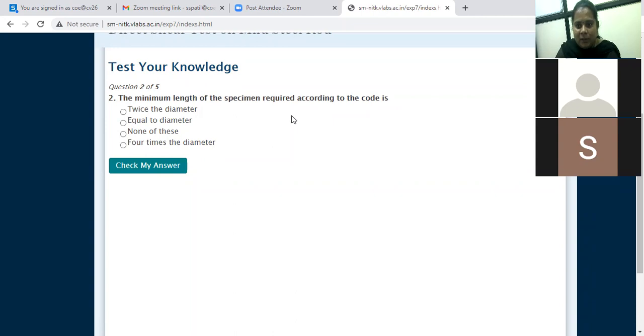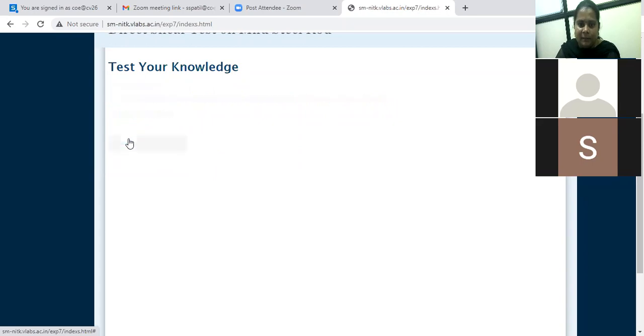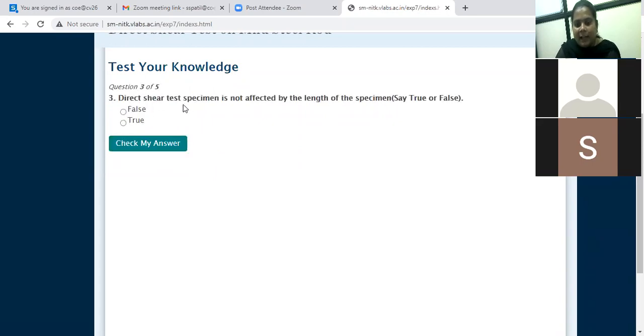The minimum length of the specimen required according to the code is: twice the diameter, equal to the diameter, none of these, or 4 times the diameter. Which option is correct? Option A, twice the diameter. Right answer. Next: the direct shear test specimen is not affected by the length of the specimen. Is this true or false? This is true. Okay, we will check the answer.